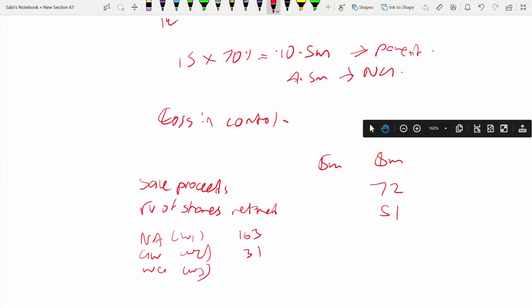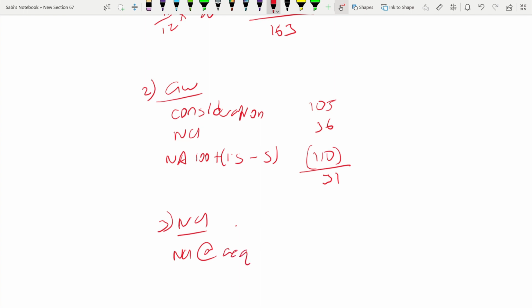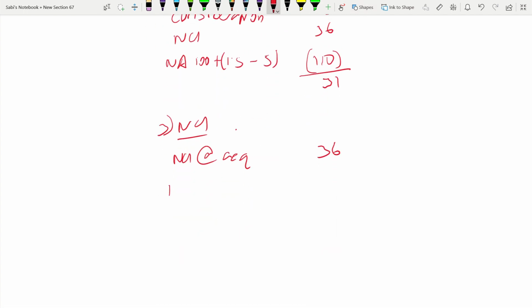Okay, and now comes NCI. Working 3, NCI. For working 3, NCI at disposal we need. So first we have to start with NCI at acquisition. Just now we got NCI at acquisition. What is it? 36 they have given you. Then with it you add the NCI percentage of post acquisition profit. So NCI, you bought it for 70, that means NCI will be 30%, into.